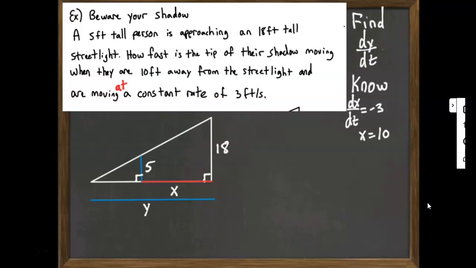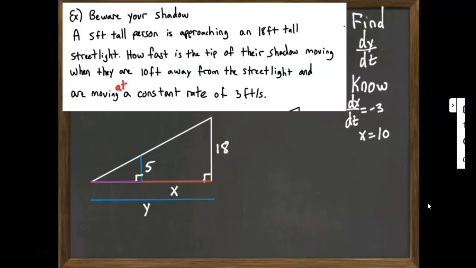So just like in the previous problems, we need to look for a relationship between x and y. We need to find a relationship between x and y, right, and then differentiate that relationship implicitly with respect to time so that we can eventually solve for dy/dt. So here's what we know. Well, how do we find how x and y are related?